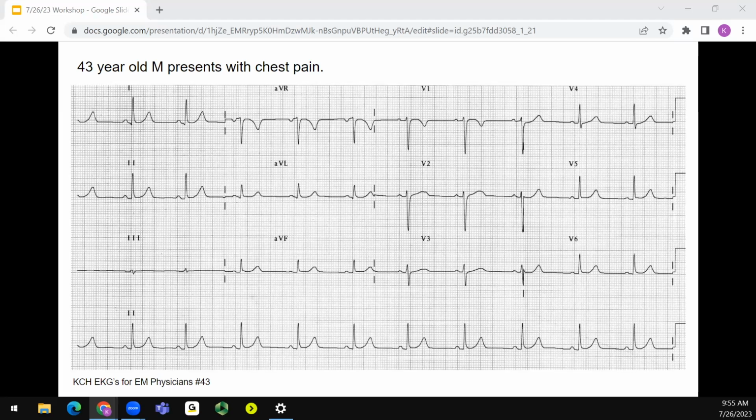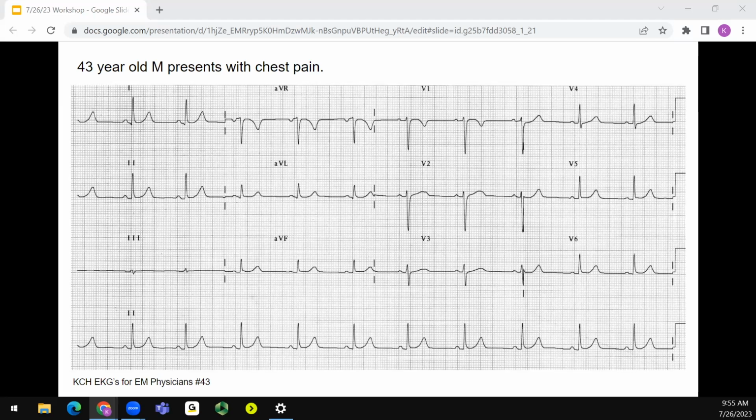T wave flattening in 3. This is a code heart. No. Yeah, this is a normal EKG. Sinus rhythm, and you don't see any really significant ST elevation or depressions. Lead 3 can be a little low voltage. That's kind of normal.